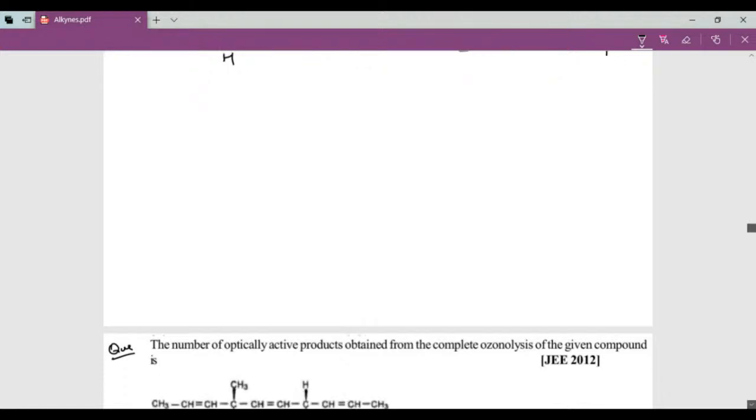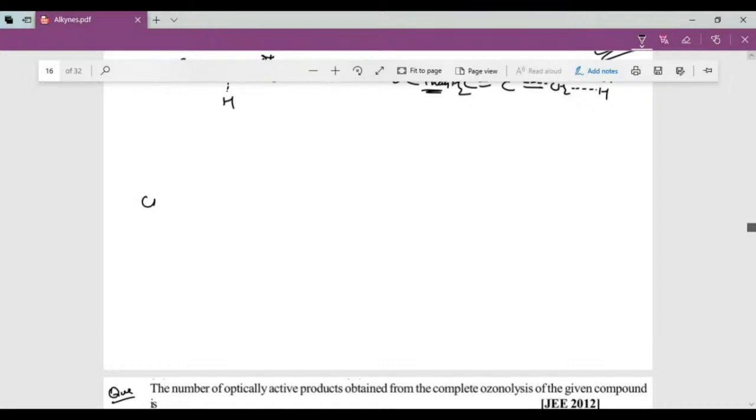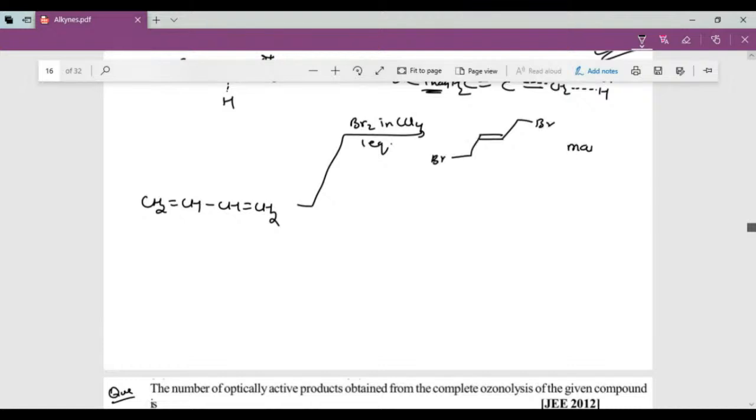Let us conclude the different reactions of conjugated dienes, CH2 double bond CH single bond CH double bond CH2. If we are given bromine and CCl4, one equivalent always, then please be very clear. The observation is formation of trans. I'm only talking about the major products. 1,4 addition and formation of this type of trans isomer is clearly observed.